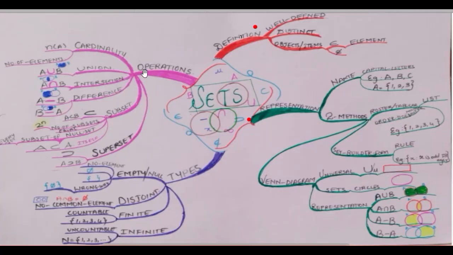Hello everyone, in this video we will have a quick recapitulation of the chapter sets. First, coming to the definition of sets: a set is a well defined collection of distinct elements, meaning different elements.